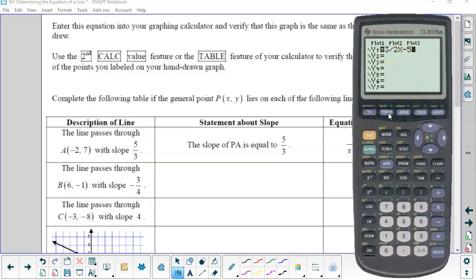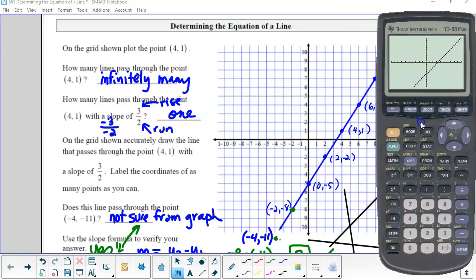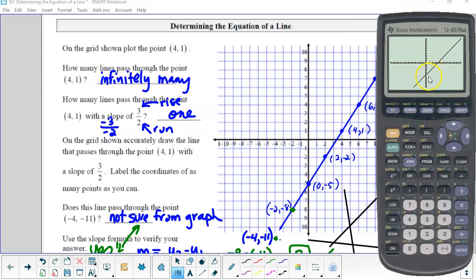Then you can go to Window, it's a standard, or if it's not standard, go to Zoom and 6 for standard screen. And there's your graph. If we take a look at what we graphed, it looks pretty much the same. Not quite, it doesn't look like it has the same slope, but remember this is a rectangular screen and we're going from negative 10 to positive 10 both ways, so the x axis is stretched out a little bit more. If we unstretched it, it would be exactly the same slope.